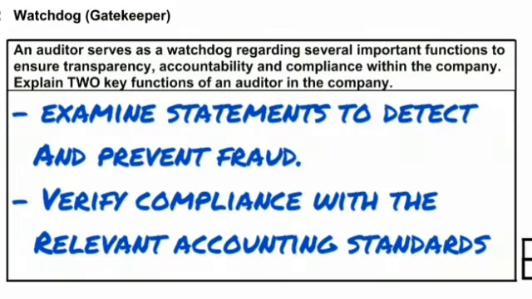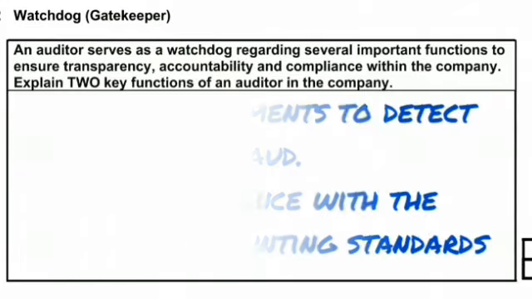So from those 2 things, what are the functions? The first function is to examine statements to detect and prevent fraud. That's where that accuracy is coming in. If the books are recorded accurately, that means that we will have the source documents to verify everything that has been recorded, and that will be the job of an auditor. He will examine using source documents, and that will prevent any type of fraud. And then the second one is to verify compliance with the relevant accounting standards. Just as we have discussed, we don't just record, we need to follow accounting standards.